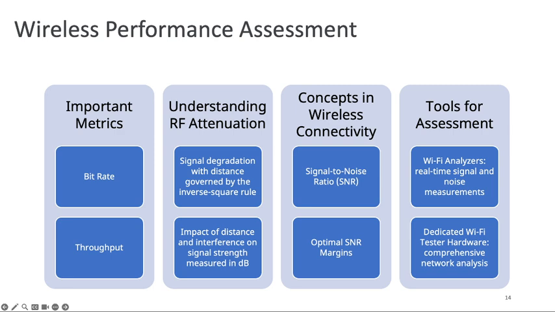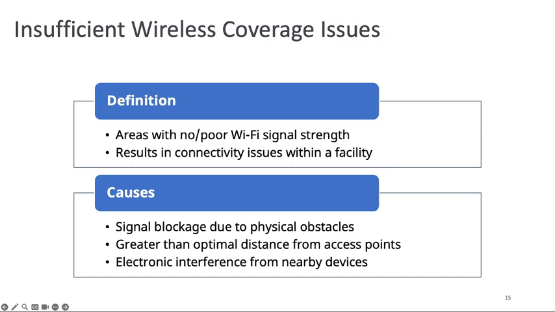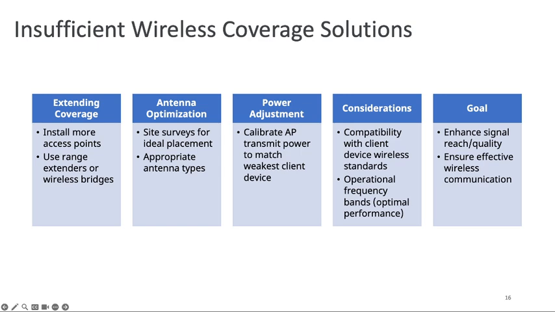When we talk about insufficient wireless coverage, we want to make sure that there's no physical blockage, no obstacles, and we want to measure the distance between the access points. We want to install more access points if we have to, and use range extenders to optimize the network's performance. We might also have to change the antenna's placement to help extend our coverage.